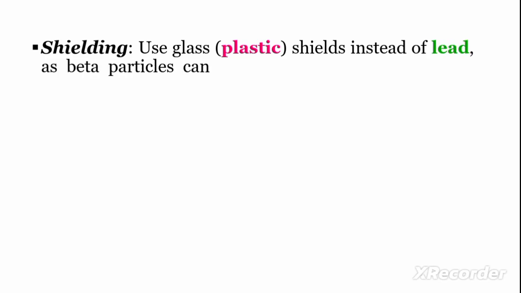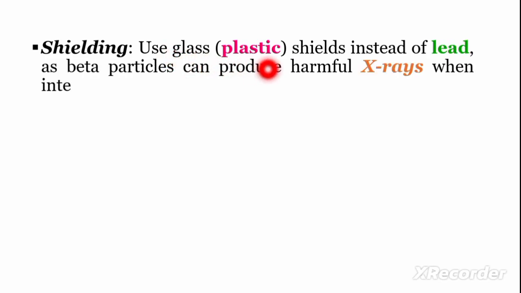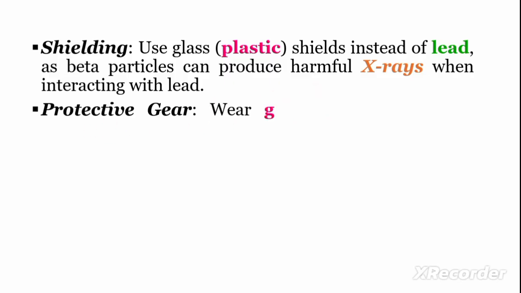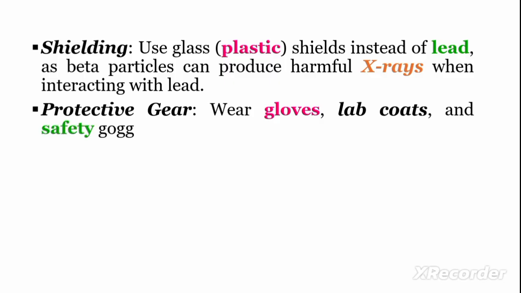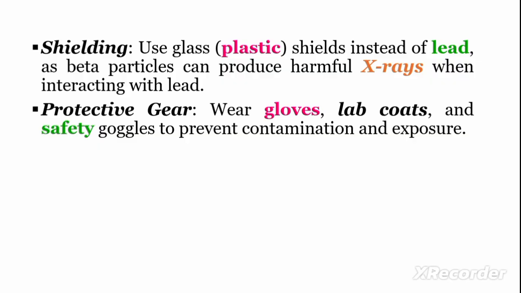Number 1, shielding. Use glass or plastic shields instead of lead, as beta particles can produce harmful X-rays when interacting with lead. Wear protective gear. Wear protective gear like gloves, lab coats, and safety goggles to prevent contamination and exposure.